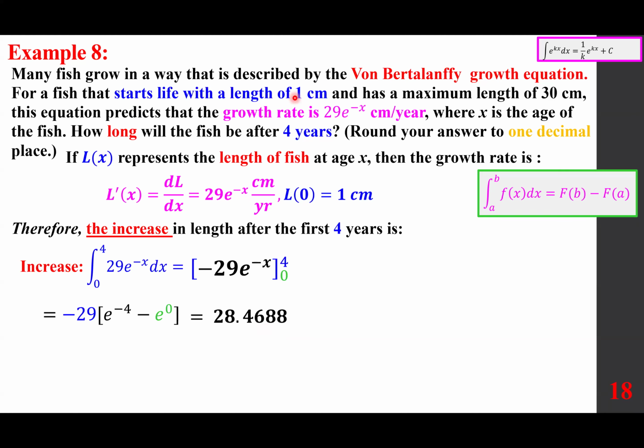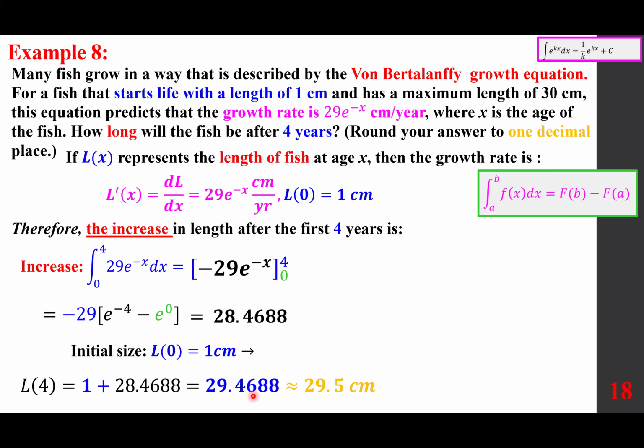The fish starts life to be 1 centimeter. So that's the starting point. Then when the fish is 4 years old, the length is the sum of these two numbers because this is the amount of increase. And I get 29.4688. Then I need 1 decimal, everybody. I want 4, next to it is 6, goes up to 5, roughly 29.5 centimeters. So that's one way to do it.